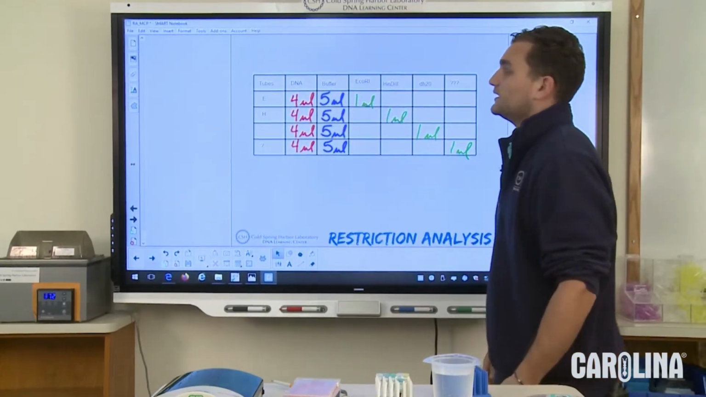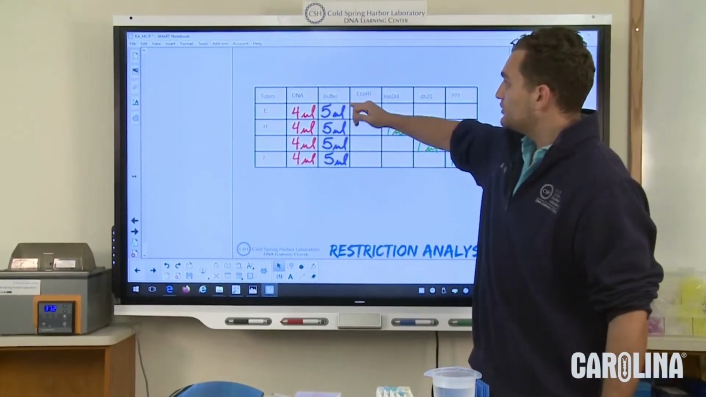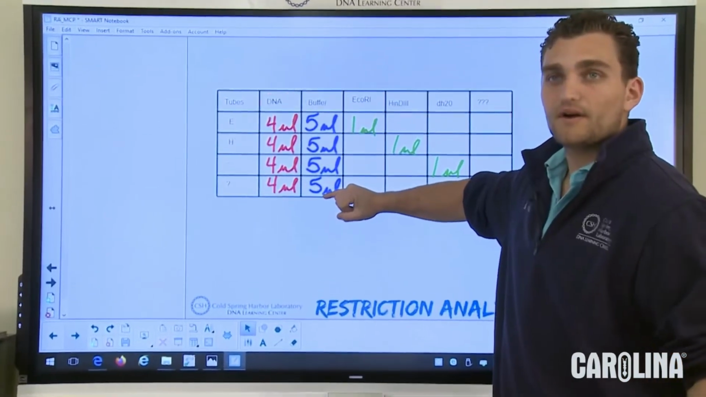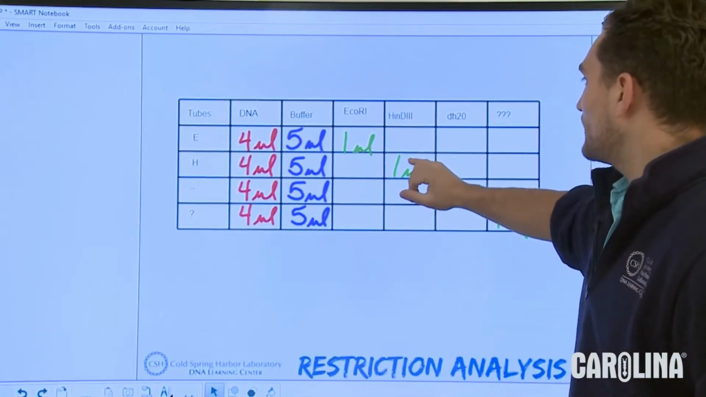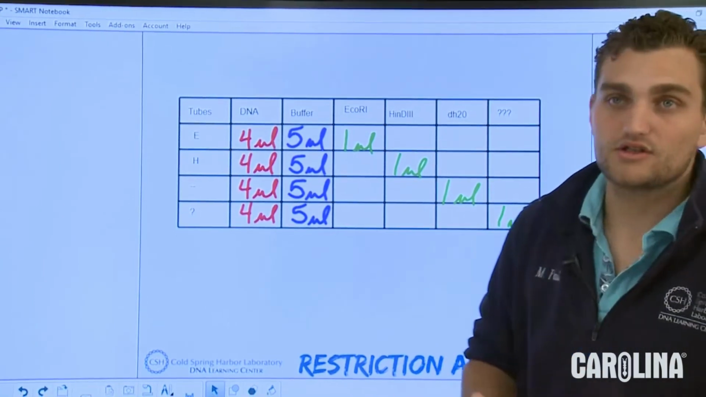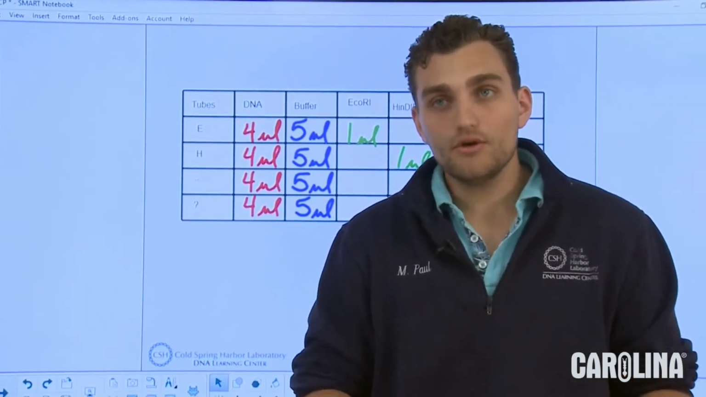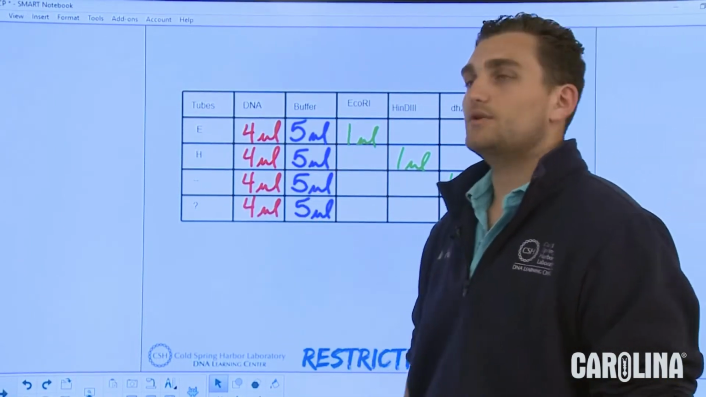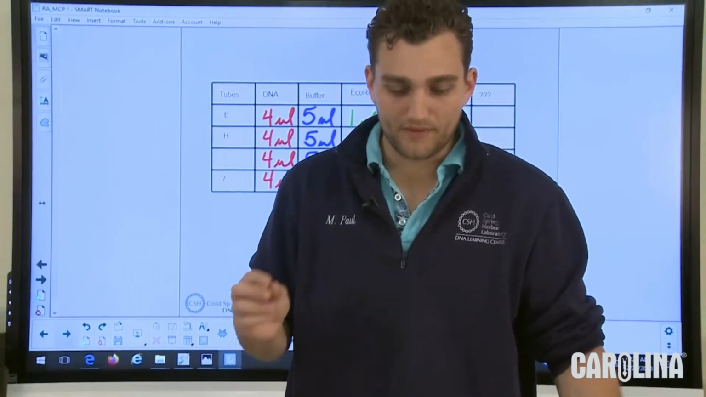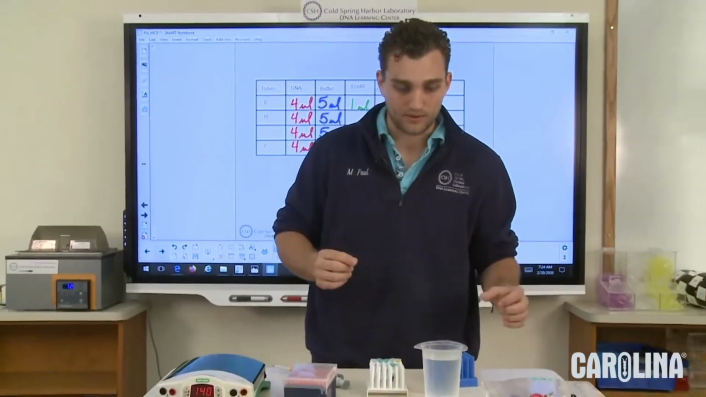what we need is each one of our tubes to have 5 microliters of buffer, 4 microliters of DNA, and then 1 microliter of whichever enzyme or water is going into the tube. But you'll notice when we're looking at this matrix, every tube is going to need buffer, and every tube is going to need DNA, so that is what we're going to add first.